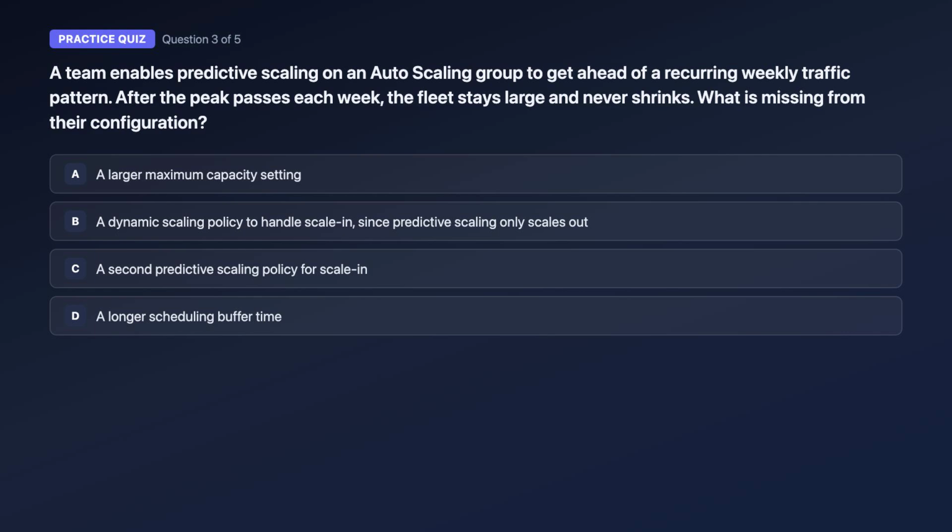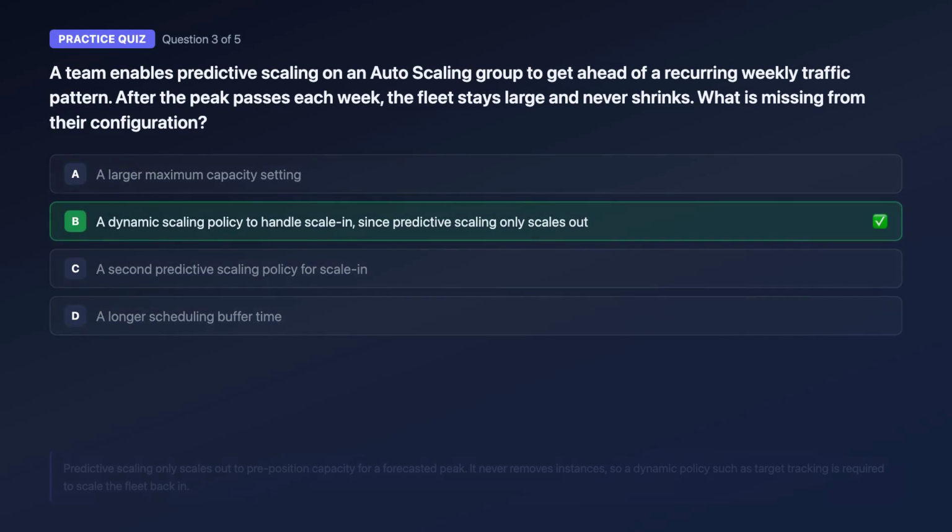A, a larger maximum capacity setting. B, a dynamic scaling policy to handle scale-in, since predictive scaling only scales out. C, a second predictive scaling policy for scale-in. Or D, a longer scheduling buffer time. Think about which direction predictive scaling actually moves.